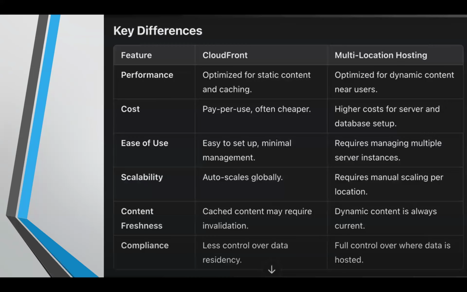Then the key difference between CloudFront and multi-location hosting. Multi-location hosting means you have multi-location EC2 servers. So if you see the performance, CloudFront is optimized for static content and the cache. Multi-location hosting is optimized for dynamic content. Of course, if you are deploying your whole application on EC2 instances, even the dynamic content becomes very user friendly.